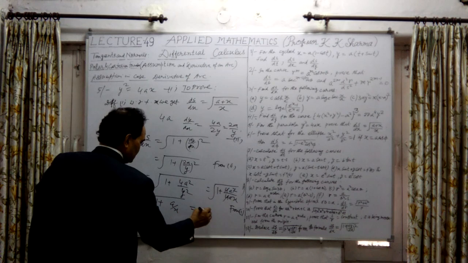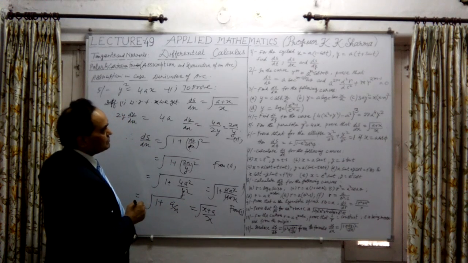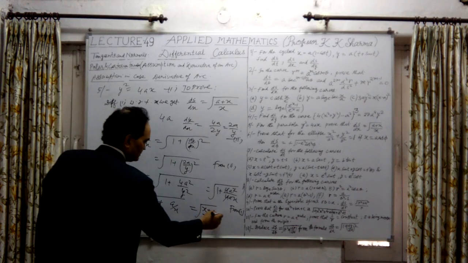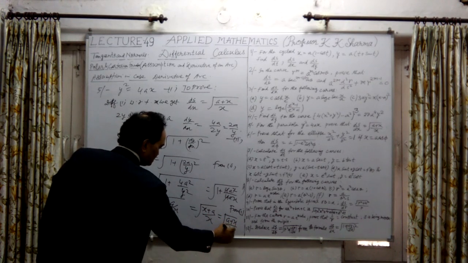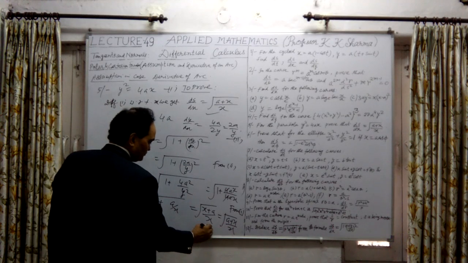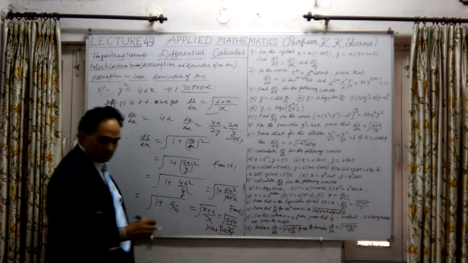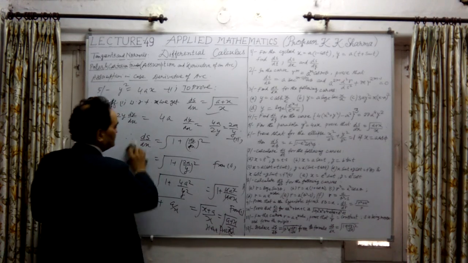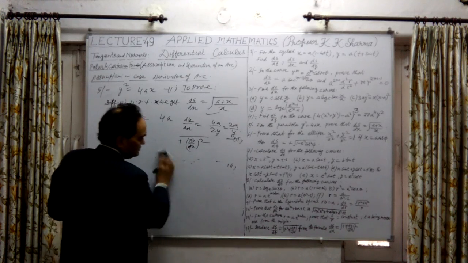Now taking the LCM, x will give us x plus a upon x only. This is a plus x upon x, under root. This is the same answer, hence proved. So that is question number 5 we have solved.